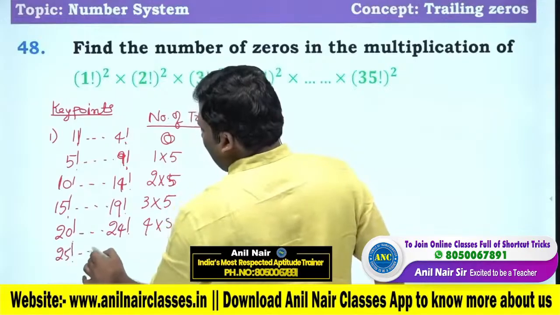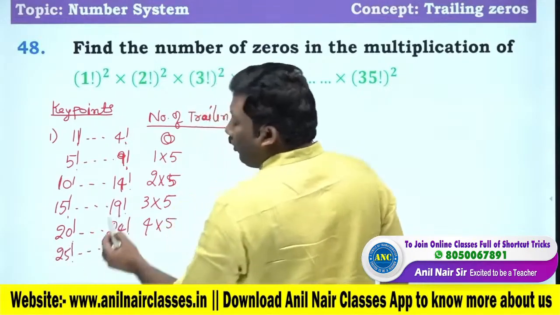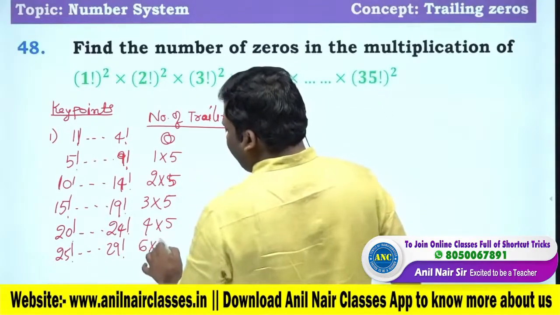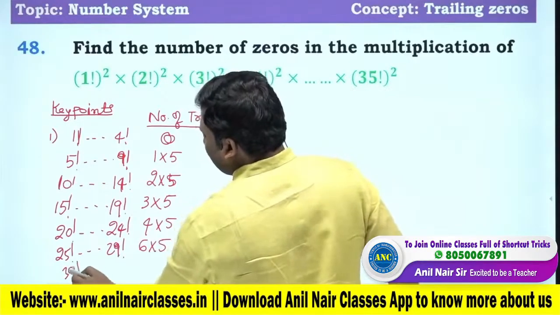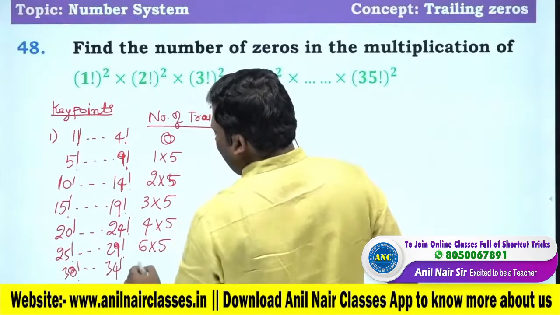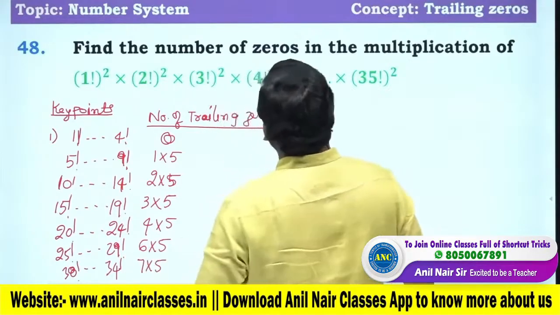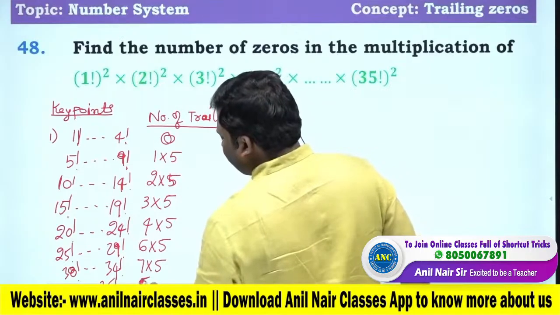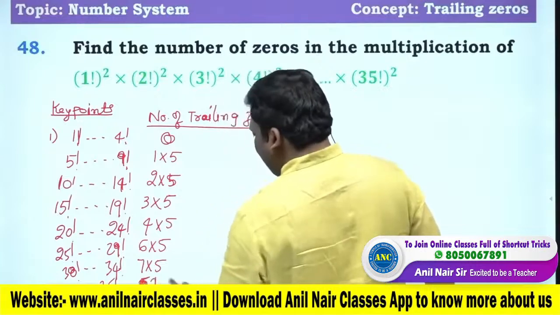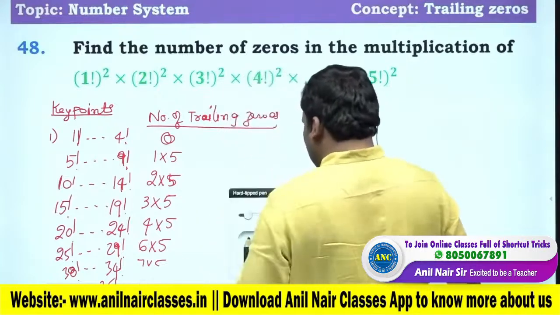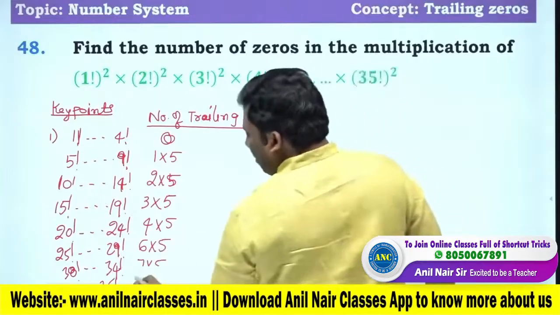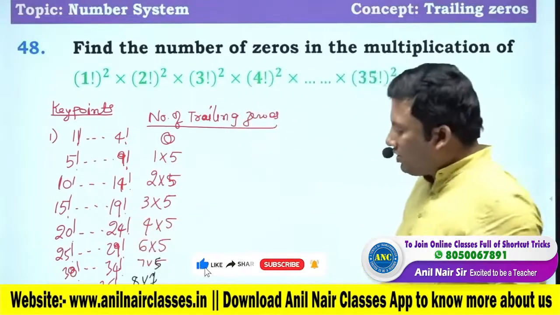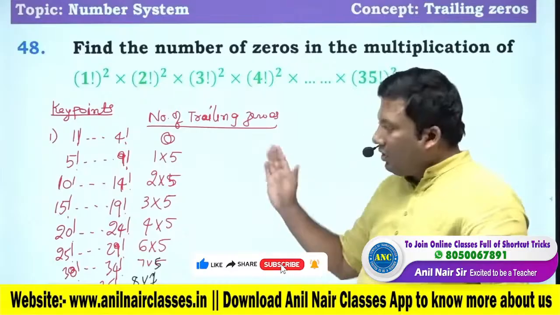25 factorial till 29 factorial. 25 is 5 square, so there is a jump of 2. It is 6 into 5. 30 factorial till 34 factorial is 7 into 5. Next is 35 factorial, where I will get 1 more 5. Till here it is clear, right? So this will be 8 into 1. Only for 35 factorial it is 1. The number of zeros at the end will be 8. Is this idea clear? This is what we did.